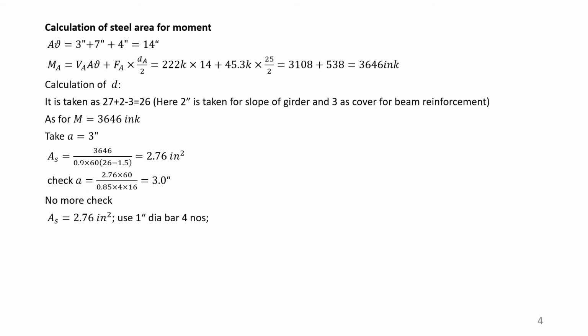Therefore, we have to find out AS for M equal to 3646. In the normal way we can find out this steel area and the number of bars. I believe there is no necessity of explaining this portion, because the moment is 3646, the steel yield is 60, and the depth is 26 minus a, where a is taken as 3, and that's why a by 2 is 1.5, and this gives us 2.76. It's a simple calculation, and by checking it we get a value of 3 inch, and the check is okay. We use 1 inch dia bar, 4 numbers.